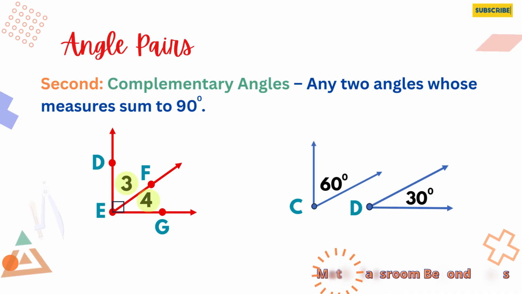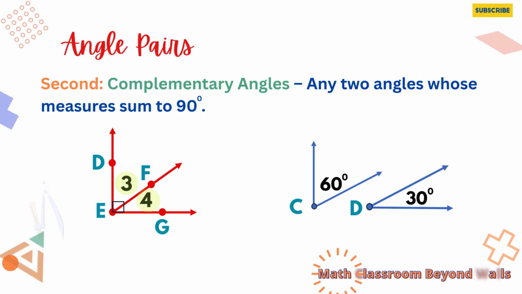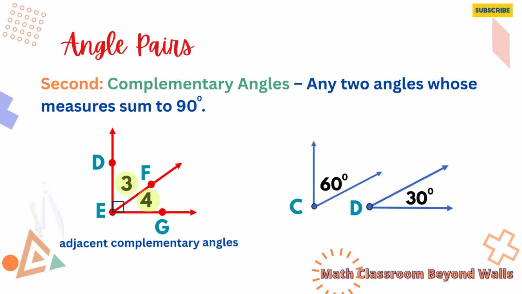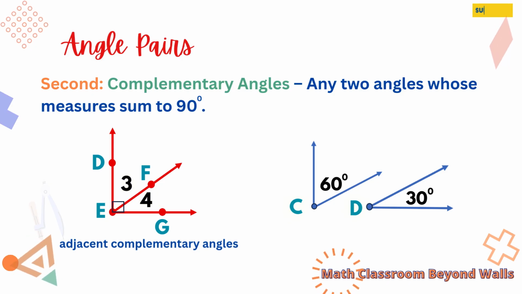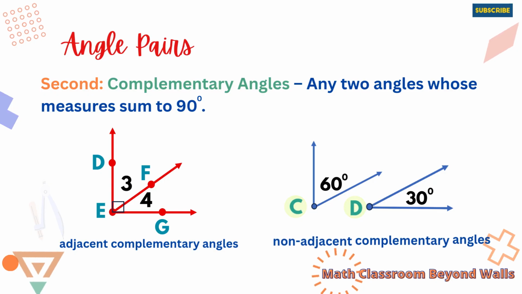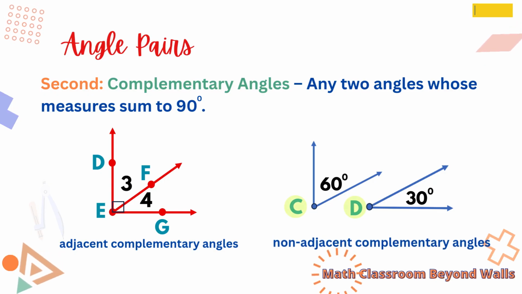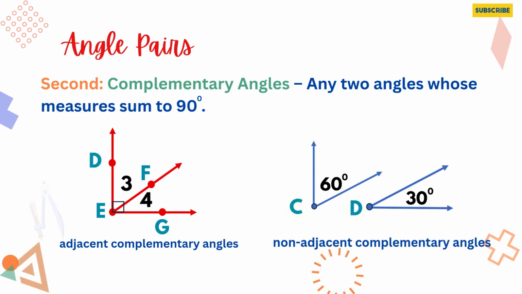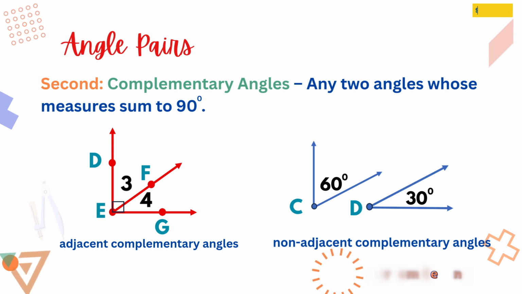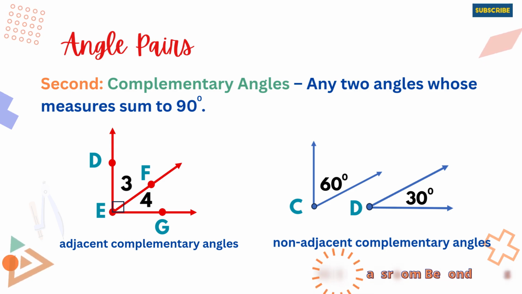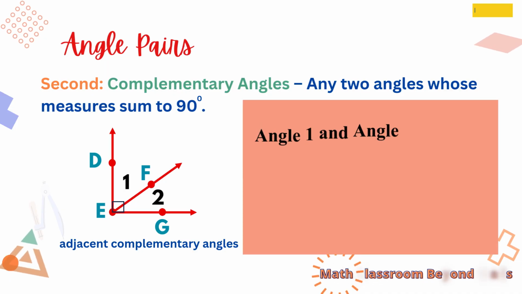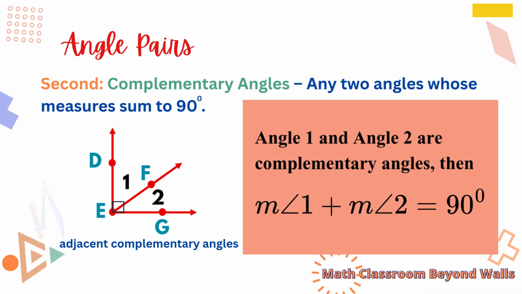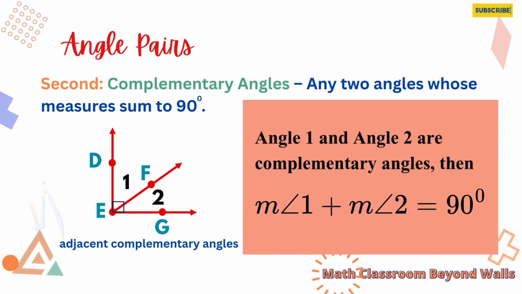Now, because angle 3 and angle 4 are sharing a common side and vertex, this pair is also referred to as adjacent complementary angles, while angle C and angle D are non-adjacent complementary angles. Each angle in the pair is called the complement of the other angle. The special relation between any 2 complementary angles is described in the equation that follows. That is, if angle 1 and angle 2 are complementary angles, then the measure of angle 1 plus the measure of angle 2 is 90 degrees. Did you get it, learners?